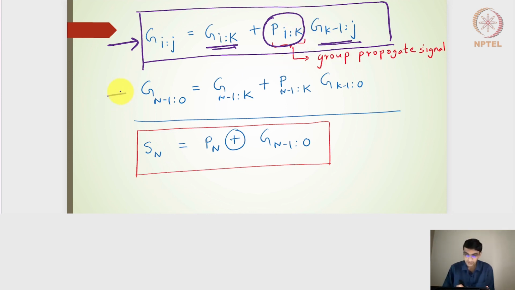So similarly, we can also define it if j is equal to 0 and i is equal to n minus 1. It will be n minus 1, and then k will be a bit in between n minus 1 and 0. So if I consider that, then P will be n minus 1 is to k, and then G k minus 1 is to 0. Right, and then the sum of the nth bit will be nothing but the bit level propagate of the nth bit XOR with G n minus 1 is to 0.